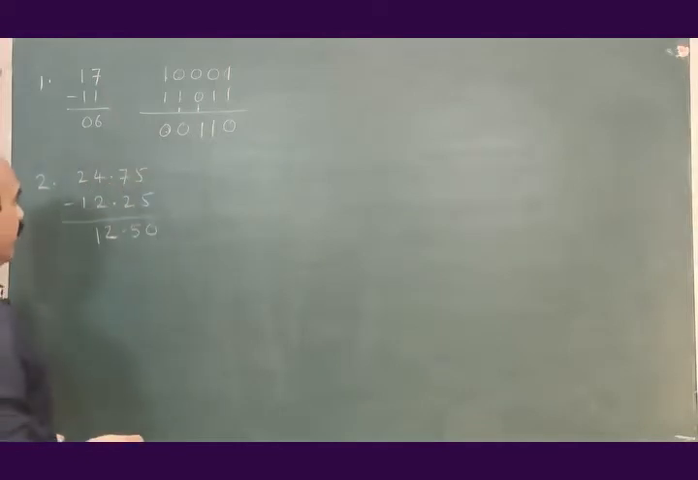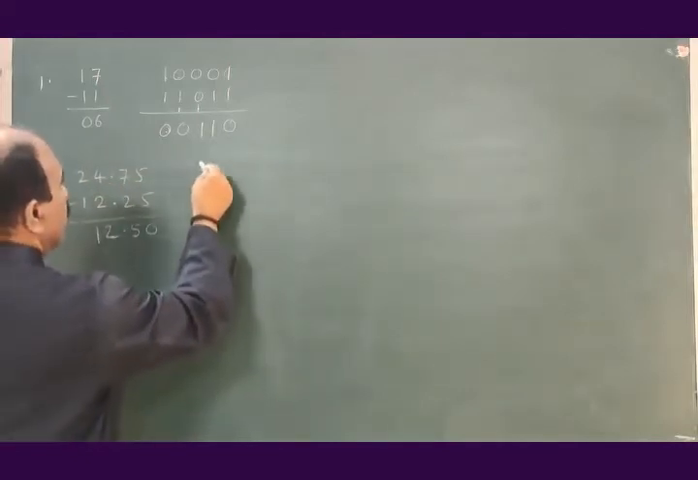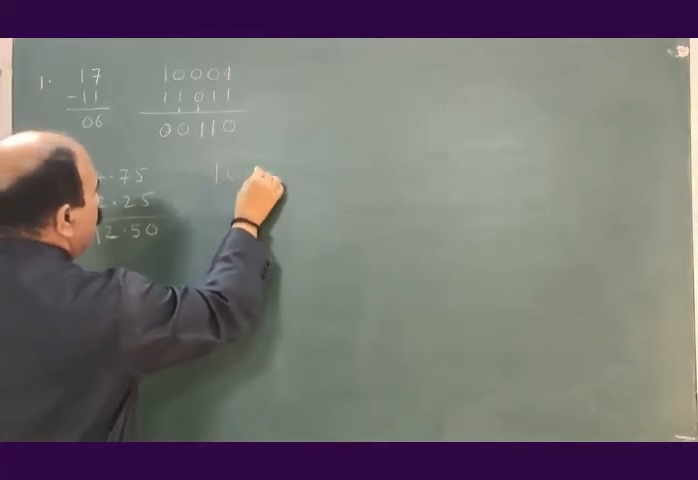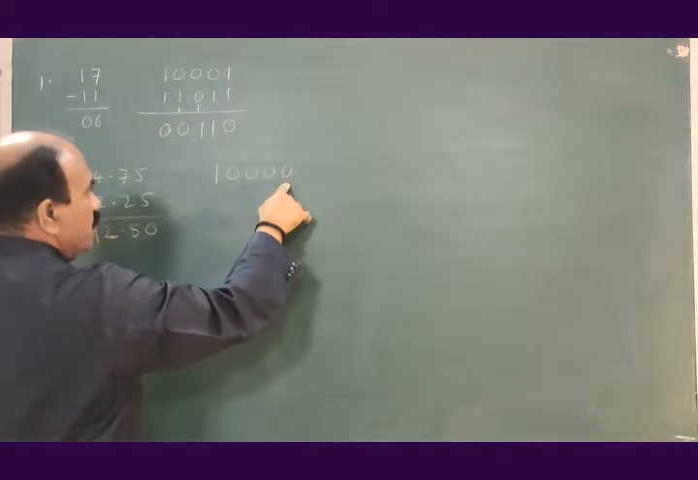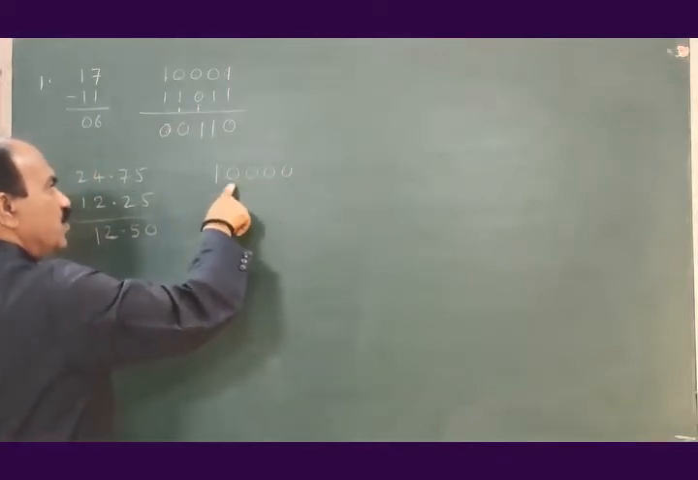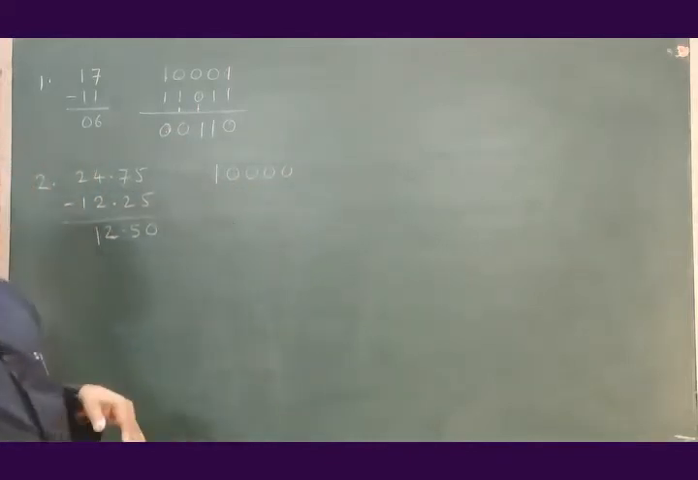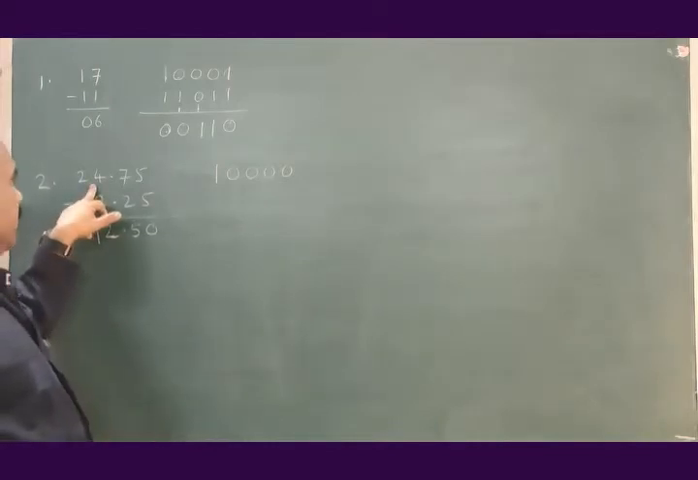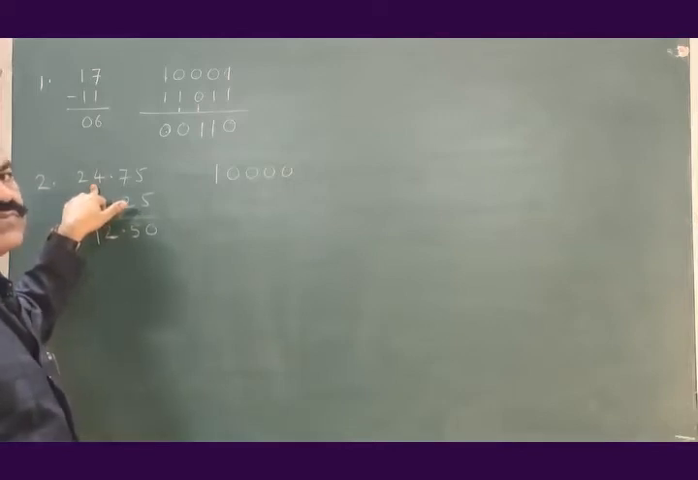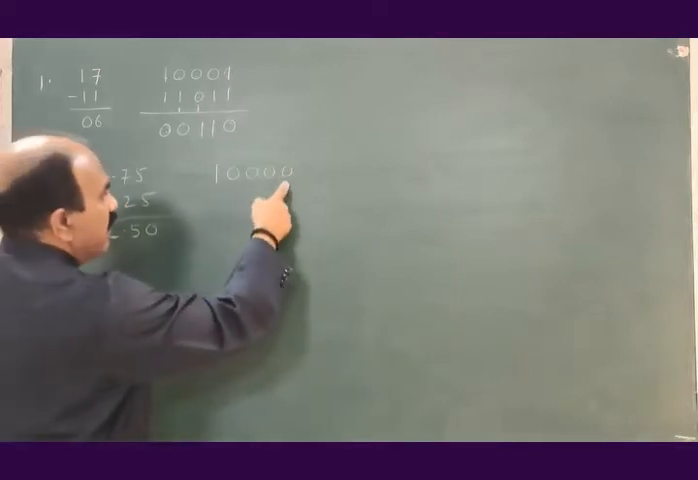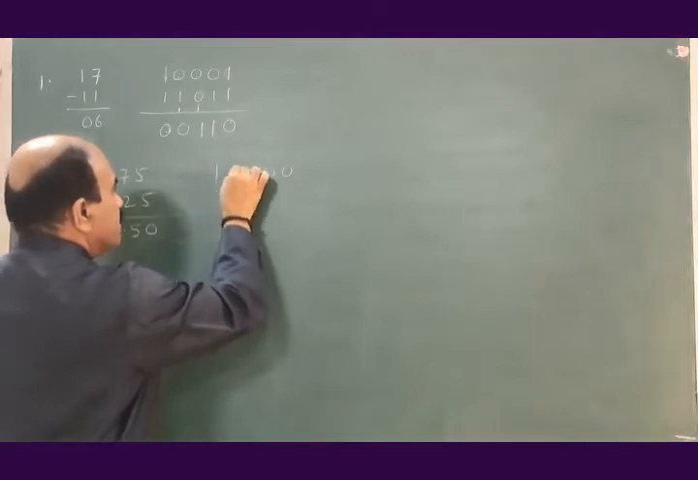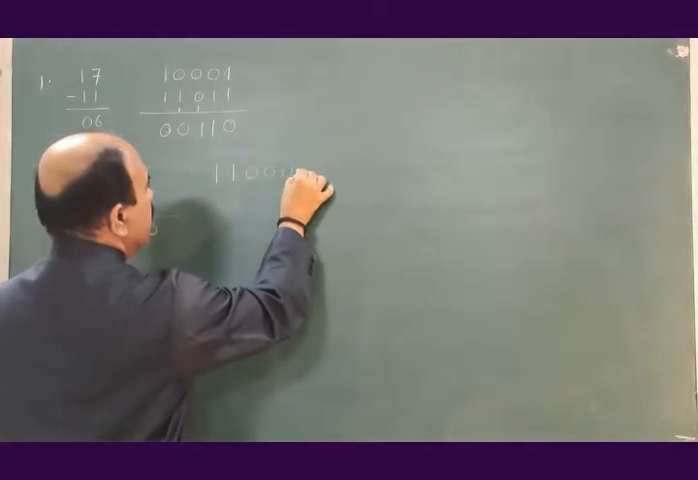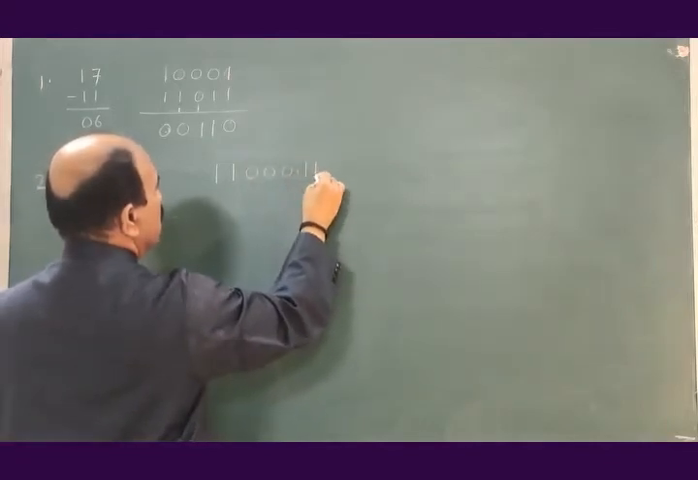Let us write this number here, 24. Let me first write 16. 2 to the power 0, 1, 2, 3, 4. 2 to the power 4 is 16. Okay. Then 16 plus 8 is 24. Replace this 0 by 1. It is now 24. Binary point, 1, 1.